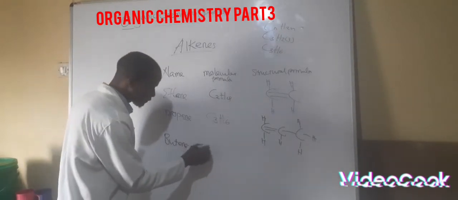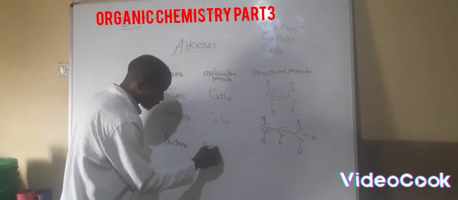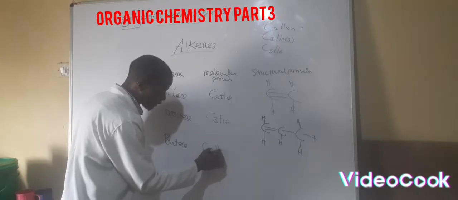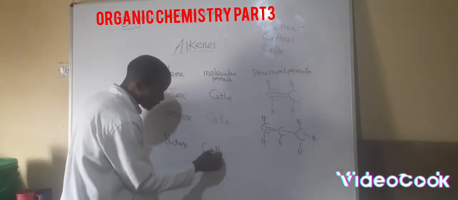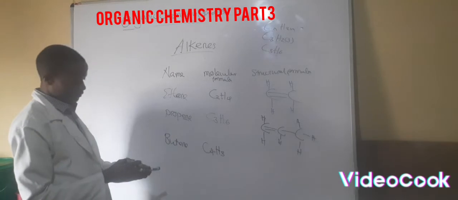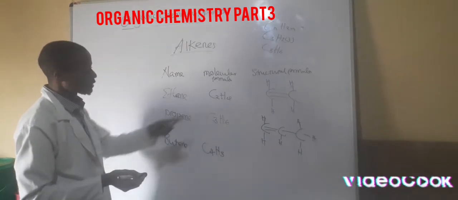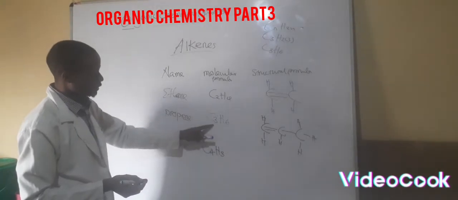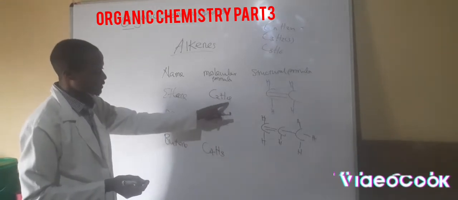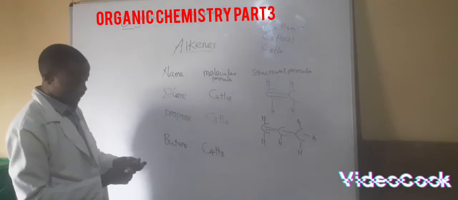Butene, C4H8. You just add 2 there, this becomes the 8. We're just adding the 2 with the hydrogen carbon. I'm just adding the 1, 2, 3, 4. Then for hydrogen, we're just adding a 2 to each, okay?